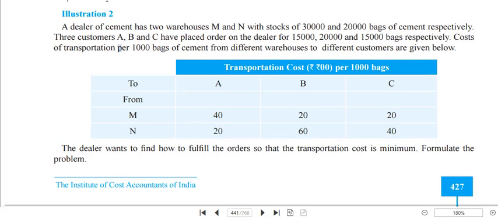Welcome student. We are on module 6 of CMA final paper number 16 study notes. Paper number 16 name is strategy cost management, and we are discussing linear programming problems of module 6.